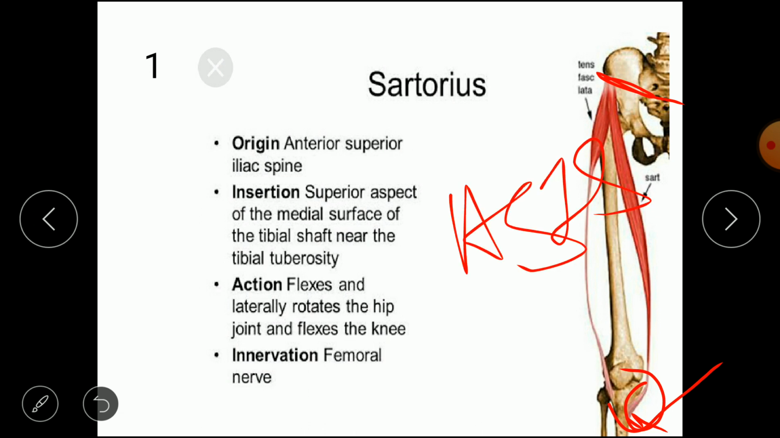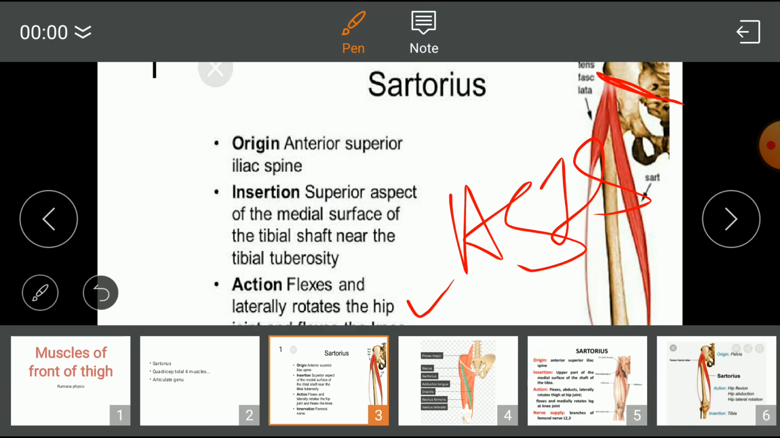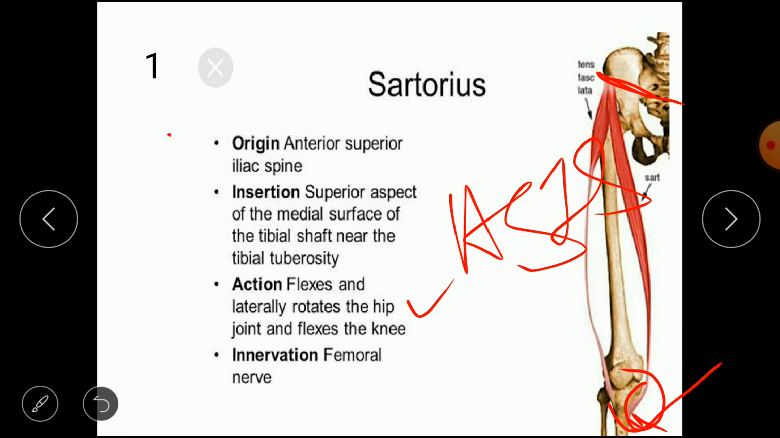Now the action: it flexes the hip. It does flexion of the thigh, or hip joint, and the other action is lateral rotation of the hip joint, and it also flexes the knee. So this is the action of the sartorius muscle. Now the nerve supply, or innervation, is the femoral nerve.